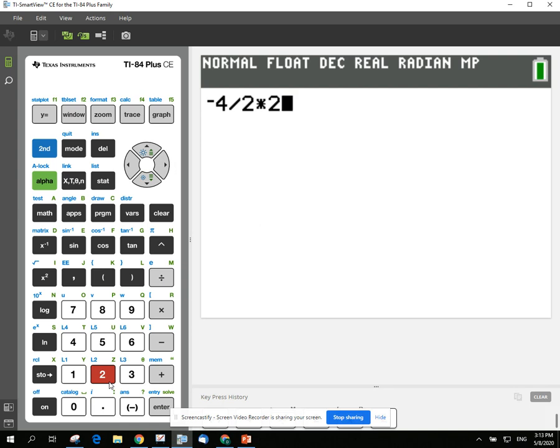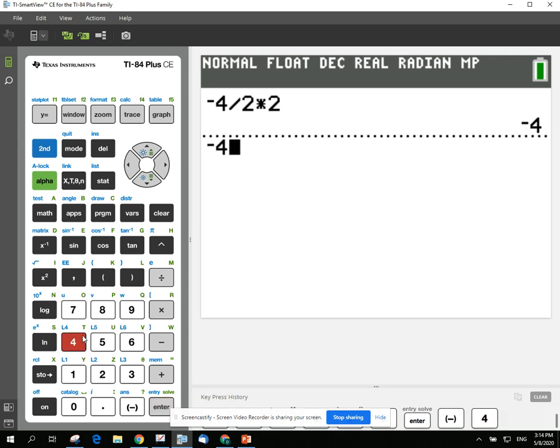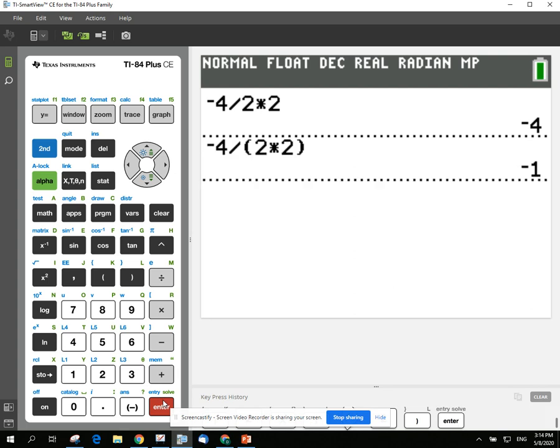Negative 4 divided by 2 times 2 typed into your calculator like that is going to take negative 4 and divide it by 2 and give you negative 2, and then it's going to take that number and multiply it by 2, which will be negative 4. We don't want that. You want that 2 times 2 to be in the denominator. So if you were to type this into your calculator, you better put that 2 times 2 in parentheses. Better yet, check your mental math skills and don't worry about this. Anyway, it should be negative 1.